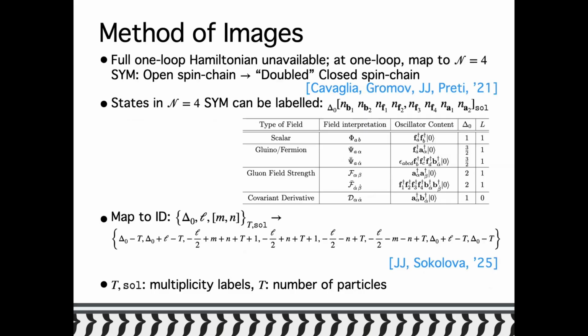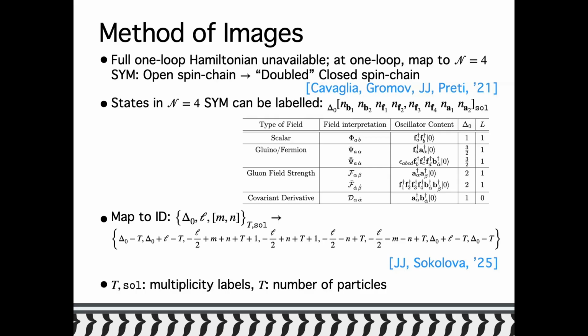And in particular, as I said, one can use the method of images. So if I just have insertions on the Wilson line, the full one-loop spin chain Hamiltonian capturing all insertions on the Wilson line at one loop is not available yet.